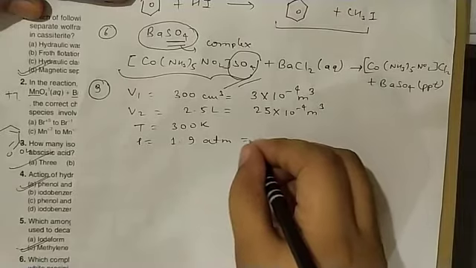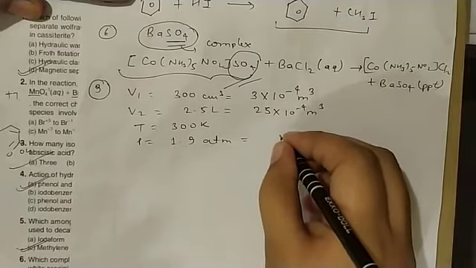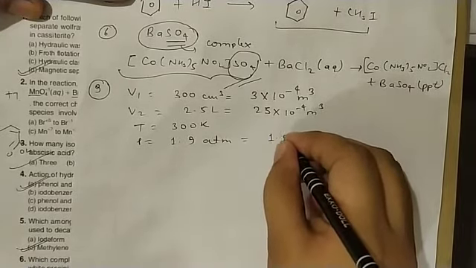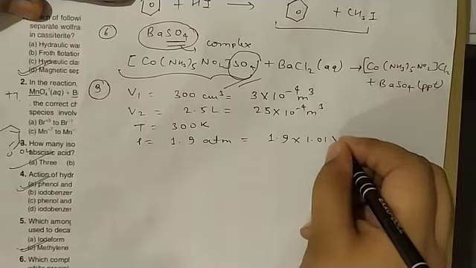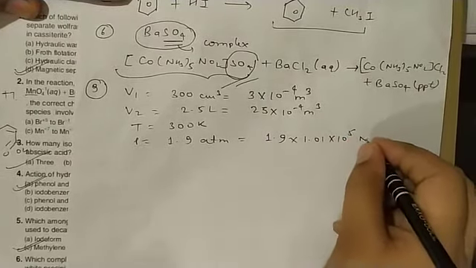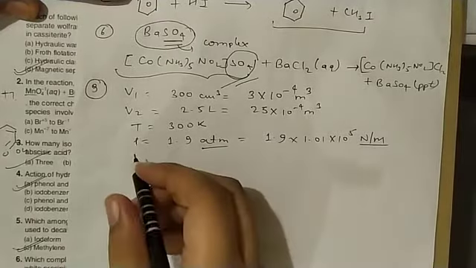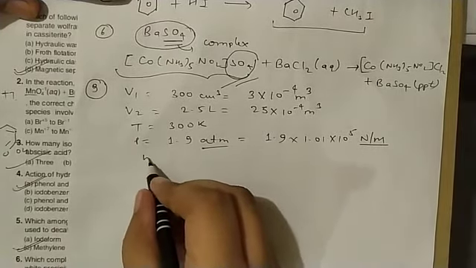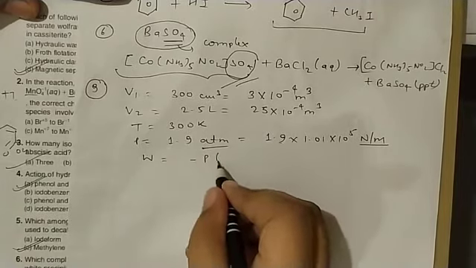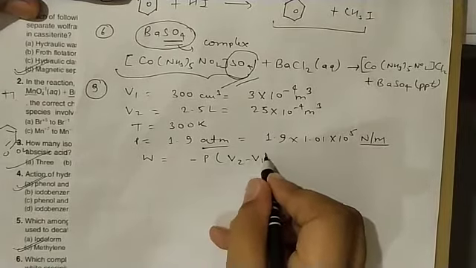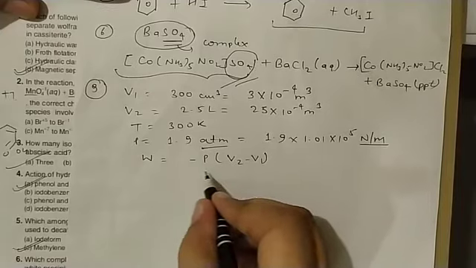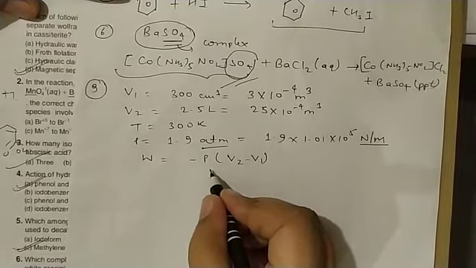Let us convert 1.9 atm into Newton per meter squared. It will be multiplied: 1.9 into 1.01 into 10 to the 5 Newton per meter squared. Atm is converted into Newton per meter squared. If we talk about work done, it will be equal to minus P (V2 minus V1). We know that in this case the pressure is constant, so work done is P into delta V.